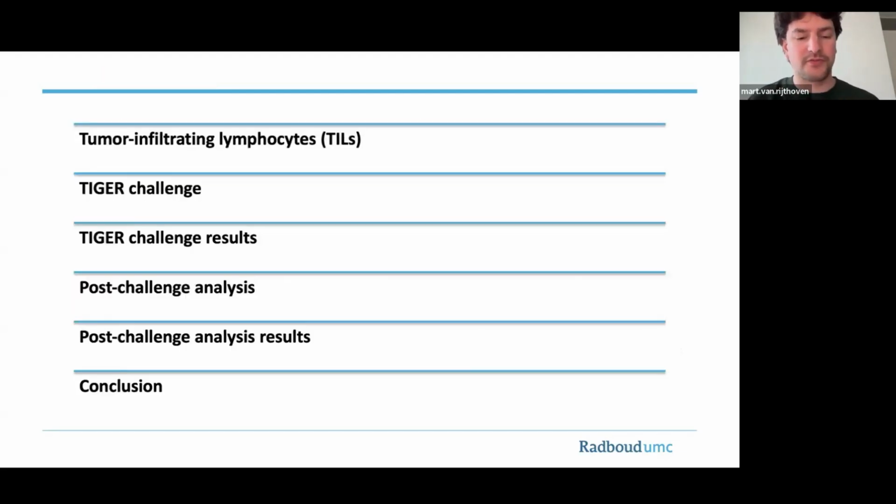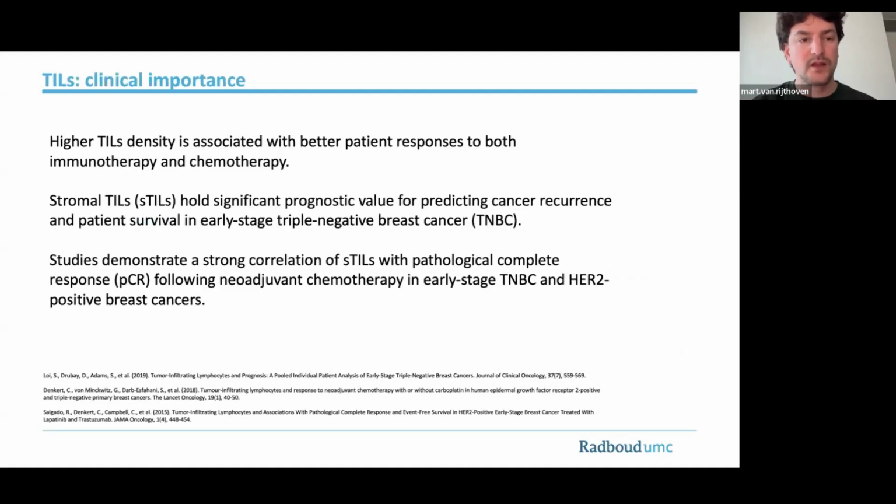So a bit of an overview of the presentation. First, I'm going to talk a bit about tumor-infiltrating lymphocytes. Then I'm going to present the Tiger Challenge and the Tiger Challenge results. And then I'm going to talk about the post-challenge analysis and work that we did, and then the results of that. And then in the end, I'm going to give a short conclusion about this work.